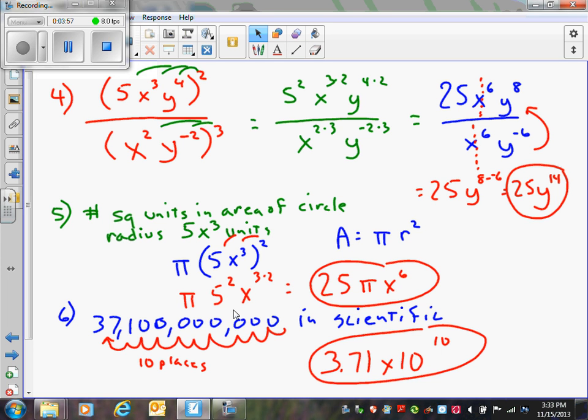Means I have 5 squared and x to the 3 times 2, which is x to the 6. So I end up with 25 pi x to the 6th.